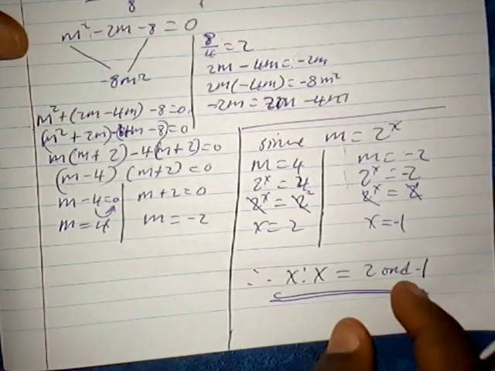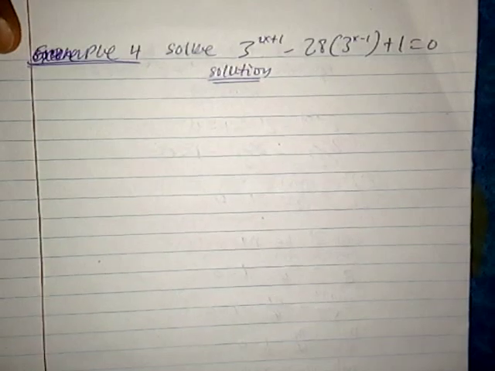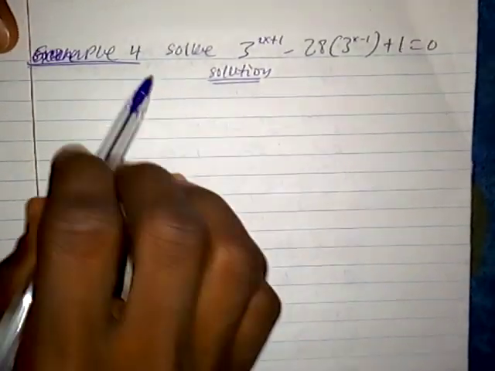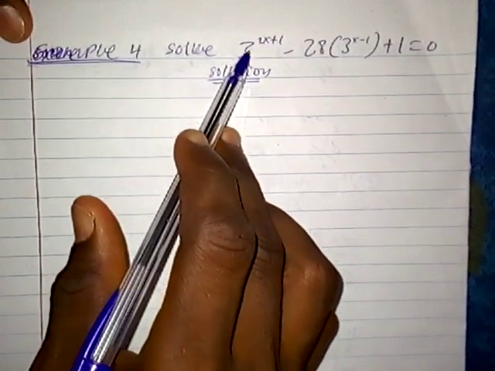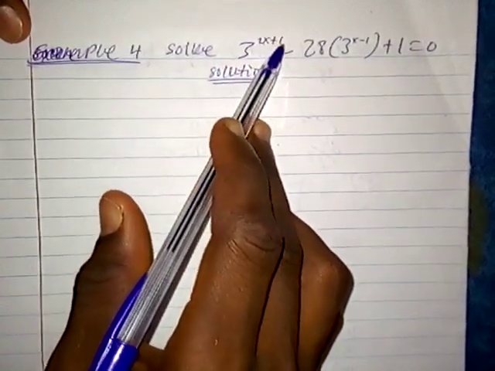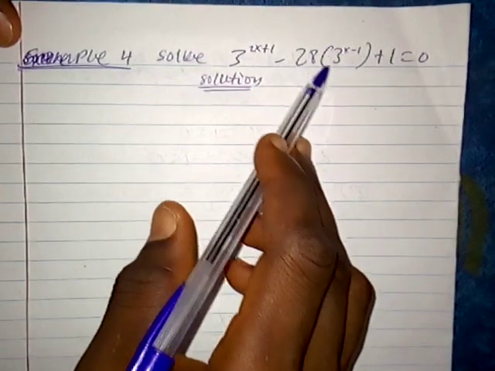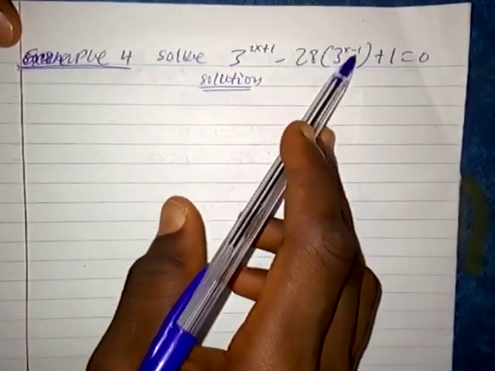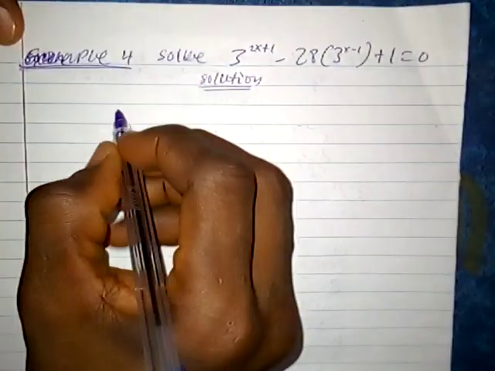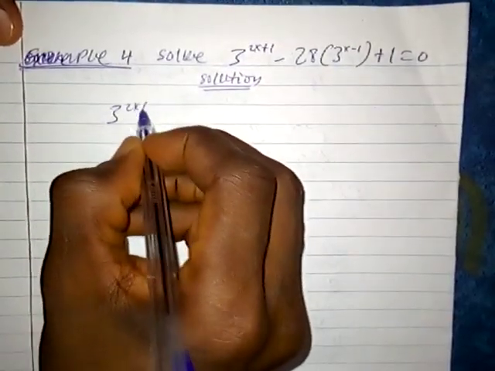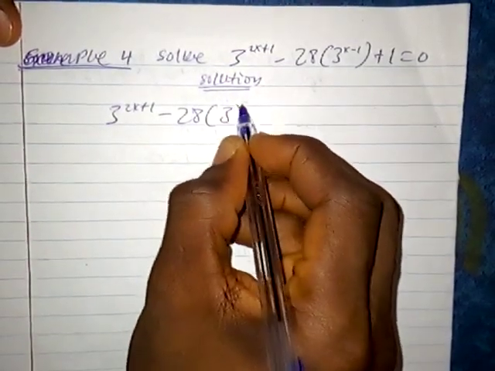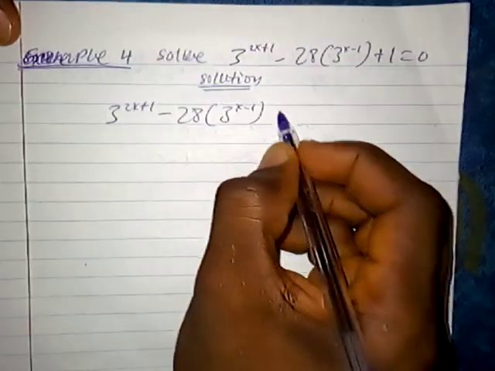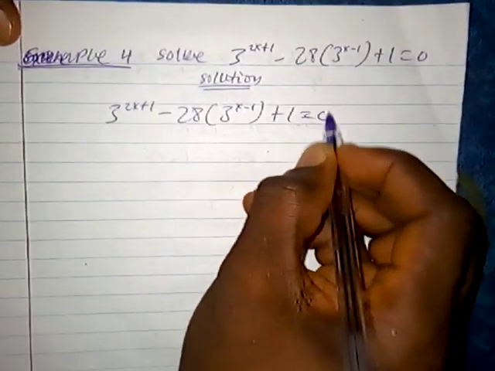Thank you. Now we move to the next question, which says, example 4. Solve 3 raised to the power 2x plus 1 minus 28 all into 3 raised to the power x minus 1 plus 1 equals 0. Good. What are the steps? Now we write the equation: 2x plus 1 minus 28 into 3 raised to the power x minus 1, plus 1 equals 0.